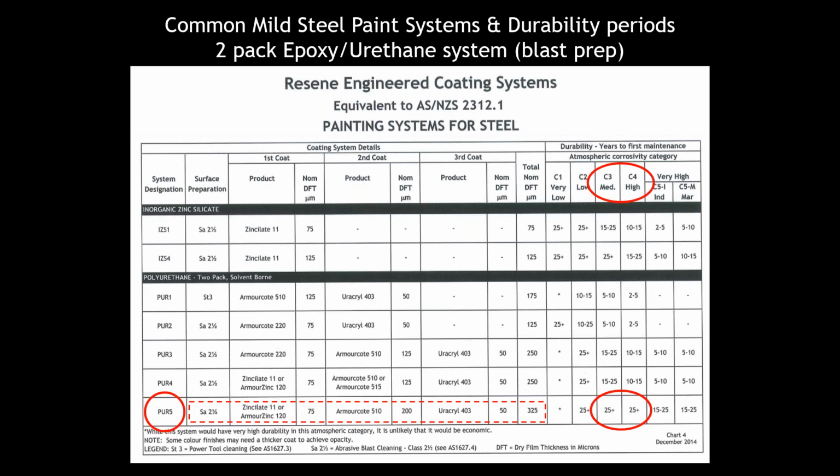Left-hand side there, the surface preparation, SA2.5, is abrasive blast preparation. Then we're going to put a zinc primer on. We're going to put an epoxy intermediate coat on at 200 microns, and then we're going to put urethane top coats on in the form of Uracryl 403 for this example. So as I mentioned, the other manufacturers are going to provide you with a fairly similar system and at fairly similar film builds, because it's all based on the 2312 standard.